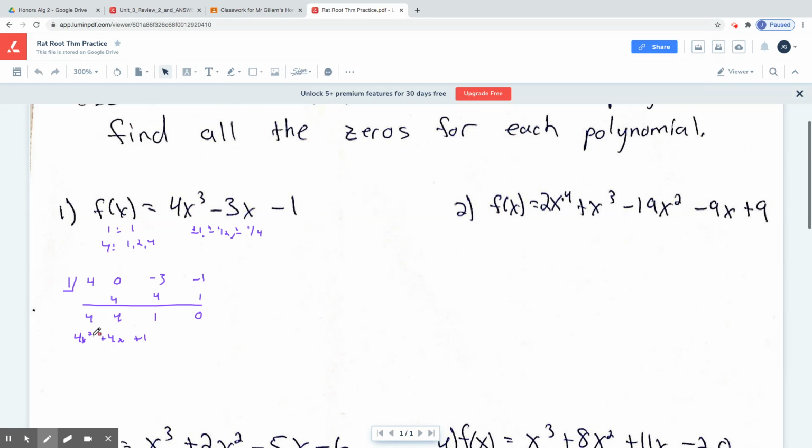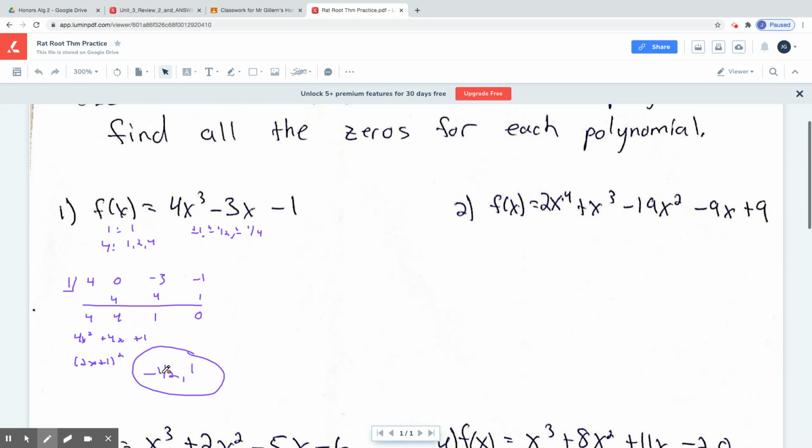Once you get down to a squared, you don't have to do synthetic anymore. You just see if you can factor it. If you can't factor it, then you do complete the square or the quadratic formula. This does factor. It's 2x plus 1 squared, which means my other 0 is negative 1/2. So negative 1/2 and 1 are my zeros.